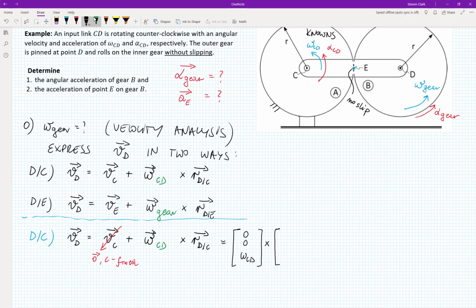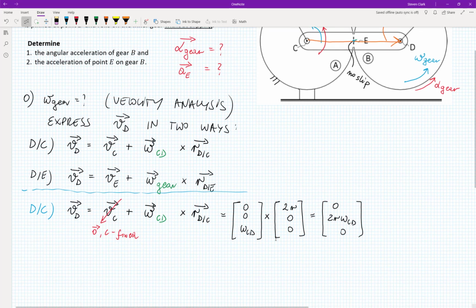And RDC is not on the board, so I must draw it. RDC, it will be this long horizontal vector, yeah? So this orange one is RDC. And I think that its components are 2R, 0, 0. And if you guys solve this determinant, you will obtain the following vector: 0, 2R omega CD, 0. Cool. Okay, now second velocity analysis.